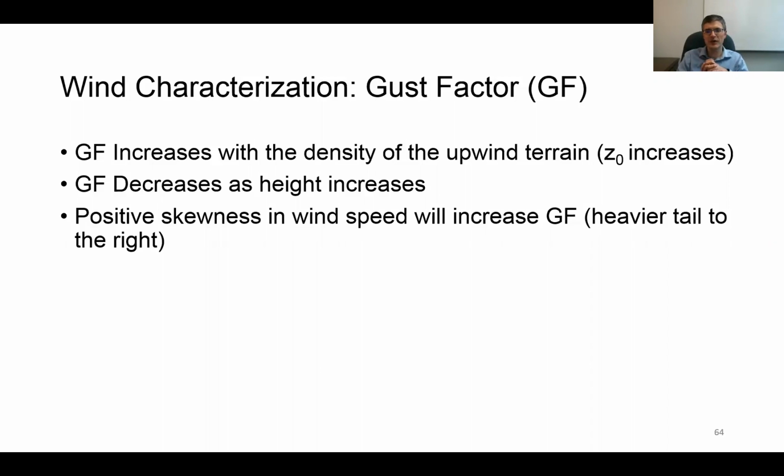Gust factor is going to decrease as height increases for the opposite reason. Mean wind speed will go up and turbulence will go down as you go higher up. All other things being equal, a positively skewed wind speed would increase the gust factor because you have a heavier tail to the right and therefore higher observed gusts riding on top of that median wind speed.